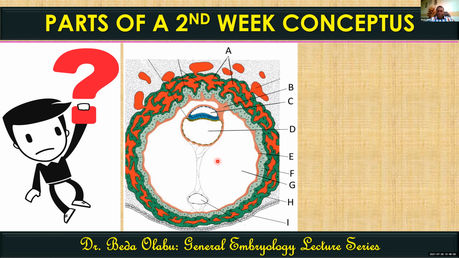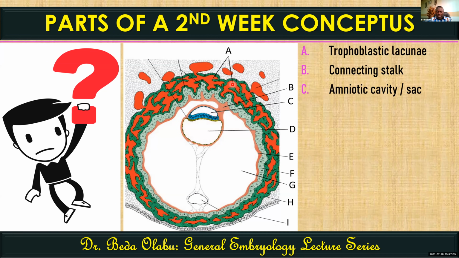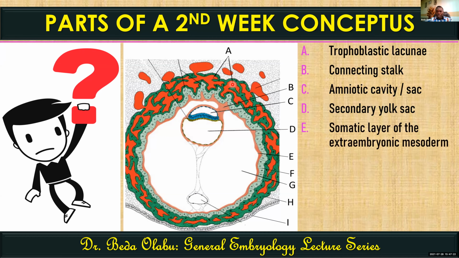Okay, so I believe you've already reminded yourself of those structures, and I hope that you said A, yeah, the trophoblastic lacunae. I hope you said B is a connecting stalk. C is the amniotic sac or the amniotic cavity. We have the yolk sac there, labeled D. I am more interested in this one. Structure E is the somatic layer of the extraembryonic mesoderm.